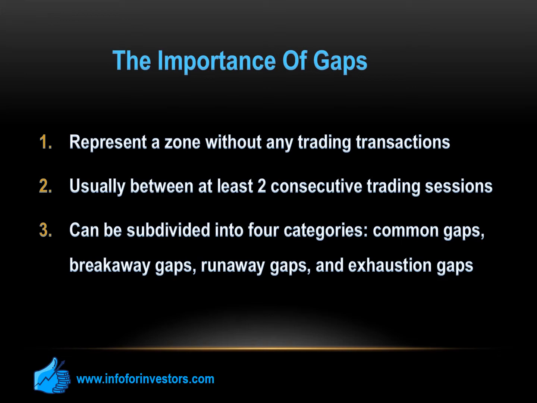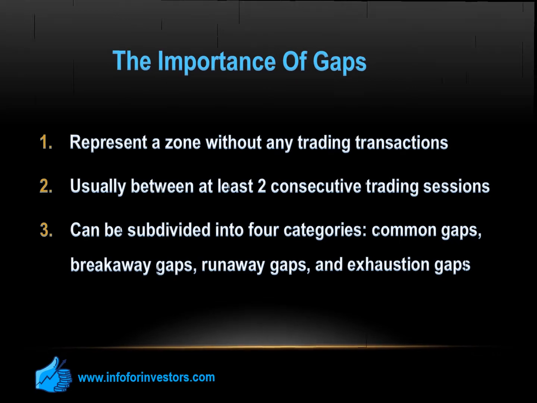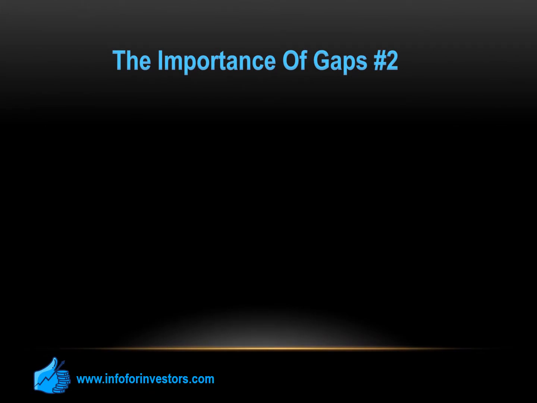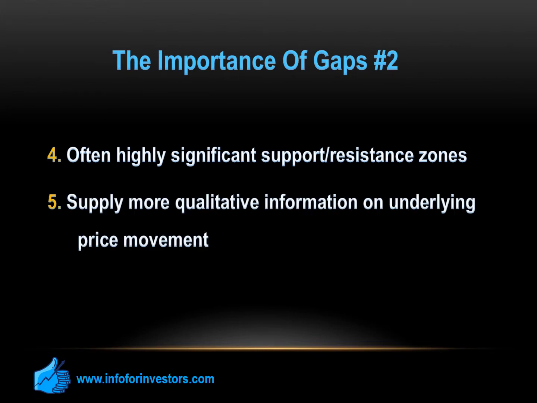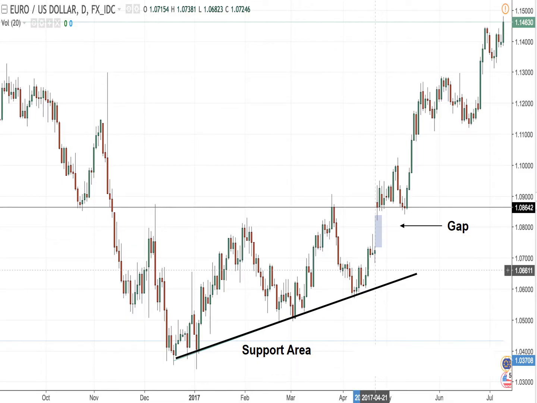They're often highly significant support/resistance zones, which prices test several times. The reason to use candlesticks while analyzing gaps is because they allow you to better understand the function of the gaps. Also, they supply more qualitative information about the underlying price movement and what to expect next. As an example, a bullish gap happening after a long congestion zone with a bullish Marubozu candle will be a stronger sign than a gap that appears with a red/black candle or a doji.